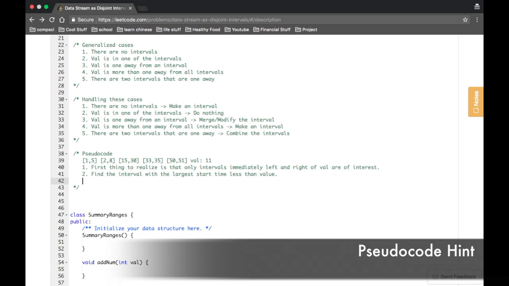So now that you know that you need the interval with the largest start time less than the value, how do you write the algorithm with this hint? You don't have to write an algorithm just yet, or write code, but just do it in pseudocode. So 5 seconds, go.